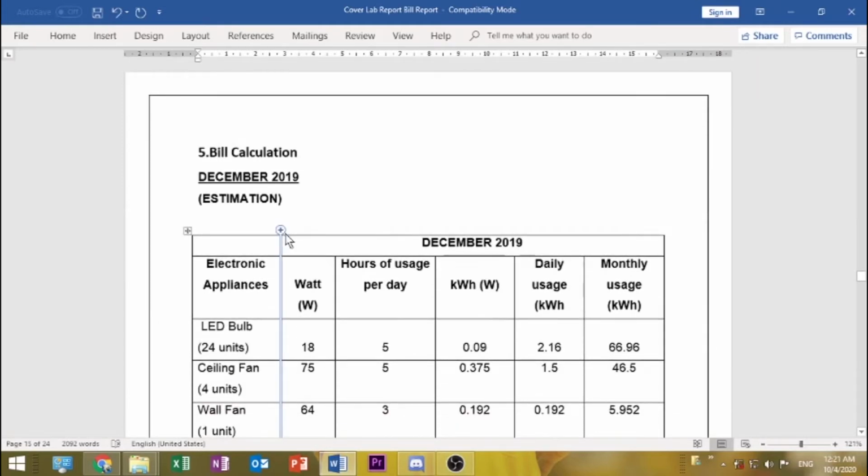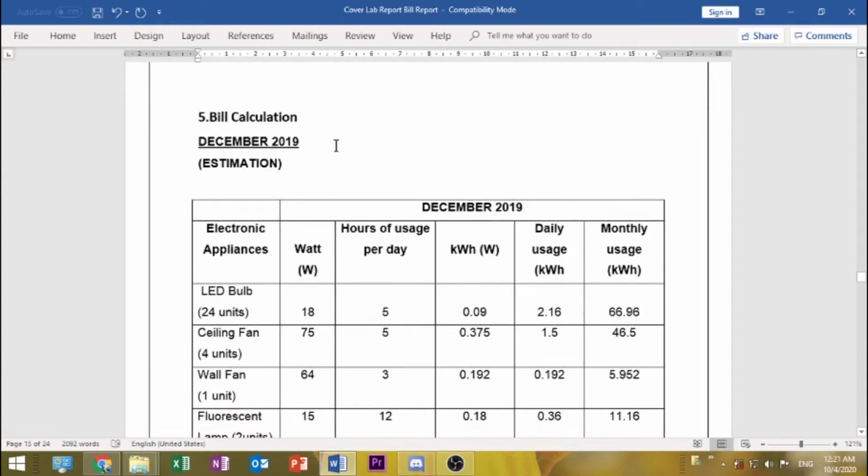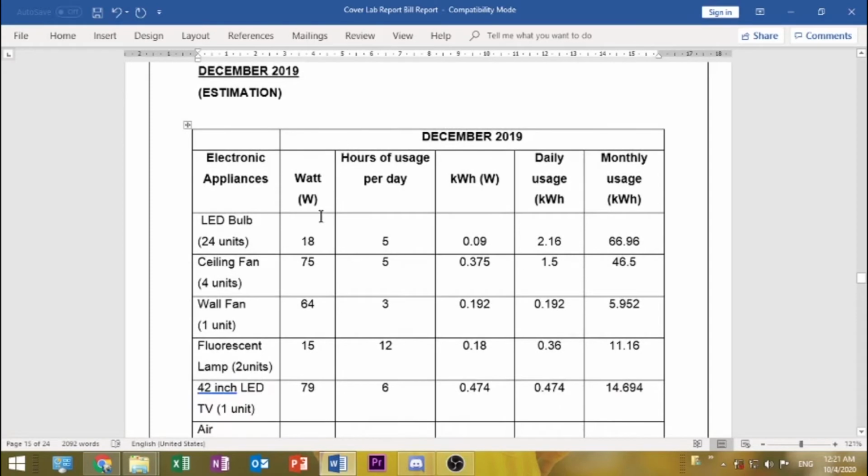For the bill calculation, I investigated the electronic appliances around the household, and I asked the people who were at home most of the time how long they use the appliances per day. I took the power reading of each appliance and counted the daily usage and monthly usage. The way of counting it is you take the power of the appliance, which is 18 watts for one LED bulb, and take the hours of usage per day and times it with the power, and I get the kilowatt hours.